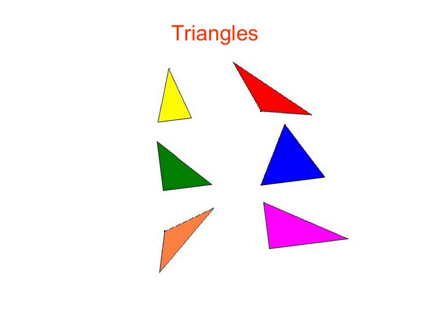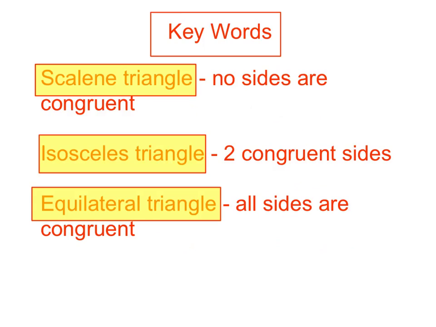This lesson is about triangles. The first set of keywords that you'll be writing on your guided practice sheet and their definitions are scalene triangle: no sides are congruent. Congruent means the same. Isosceles triangle will have two congruent sides, two sides that are the same. Equilateral triangle will have all sides congruent or the same. Please write that on your guided practice sheet in the keyword section.